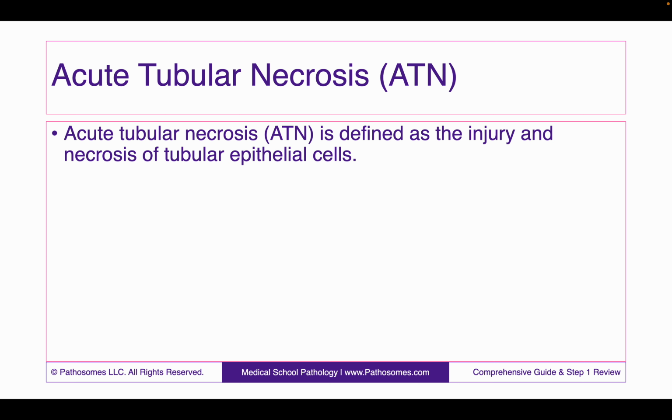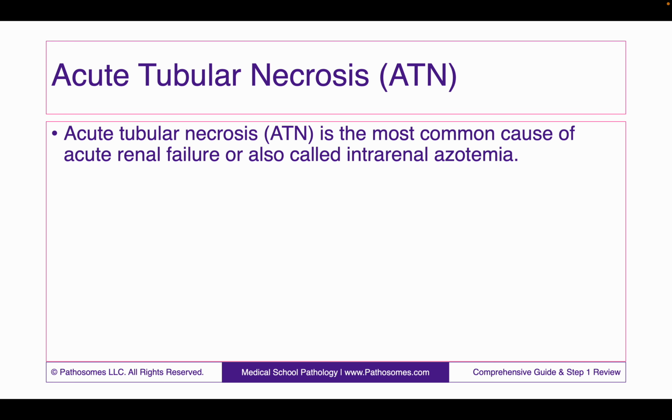Now let's talk about another common entity, right? You have to know about this because it shows up a lot. Acute tubular necrosis. What's that? Well, acute tubular necrosis is defined as the injury and necrosis of tubular epithelial cells. Acute tubular necrosis is the most common cause of acute renal failure, or so-called intrarenal azotemia.